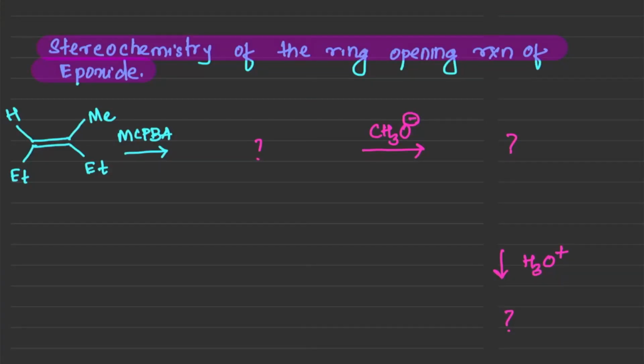Hello everybody. In this video we will discuss the stereochemistry of the ring opening reaction of epoxides. In one of my previous videos, where we discussed how to make epoxides, I discussed the stereochemistry of the epoxide formation reactions. So maybe you can watch that video first to figure out how we can draw the product here with proper stereochemistry, but I will give the answers here.